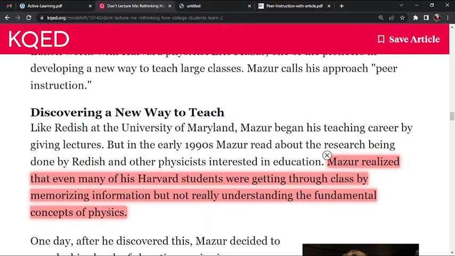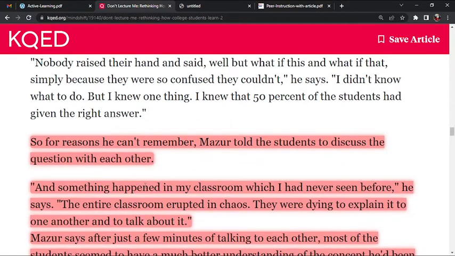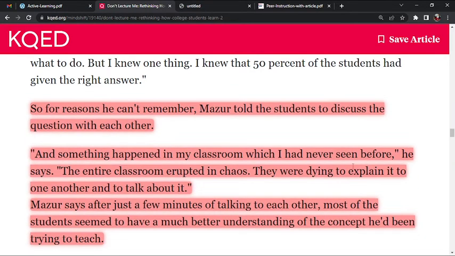And here, we don't want you to be a student who just memorizes information, but who understands the fundamental concepts of programming or the fundamental concepts of data science. Now, we quick forward. So, for reasons he can't remember, Mazur told the students to discuss the question with each other in class. Now, he engaged them in active learning. And something happened in his class which he had never seen before.